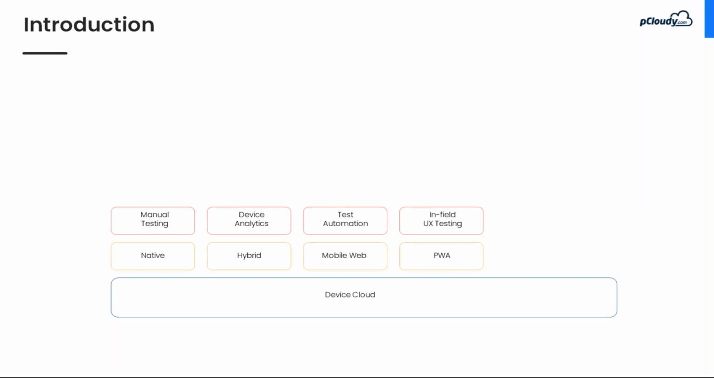Typically, if your organization already has test cases, be it Appium or Espresso or Calabash, it's difficult for you to create an infrastructure to run the test on multiple devices parallelly. So that parallelism is something which is a value add which we are bringing in at pCloudy.